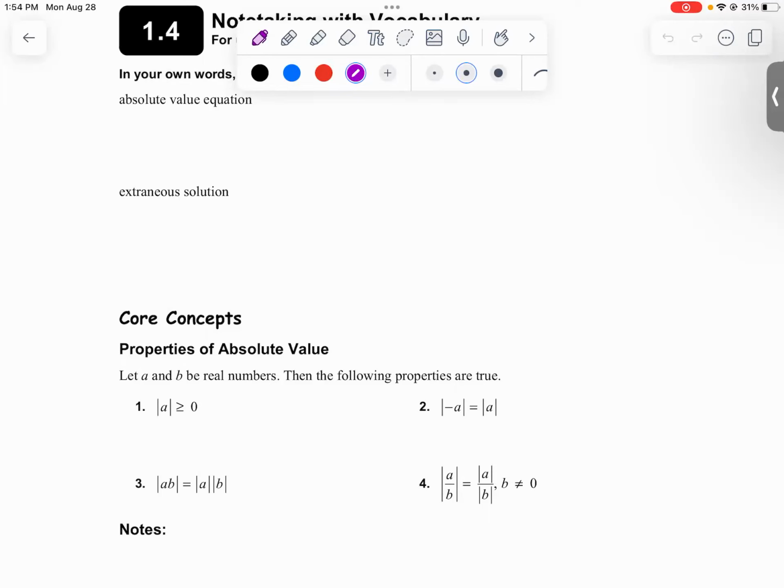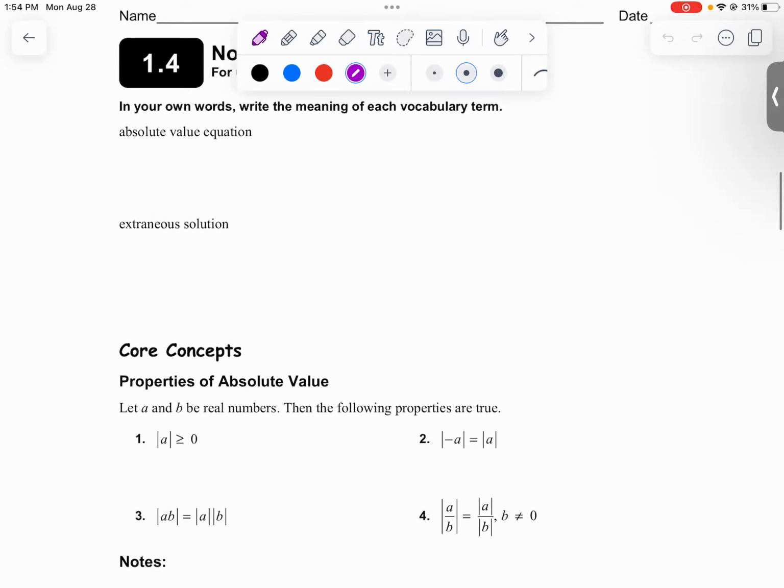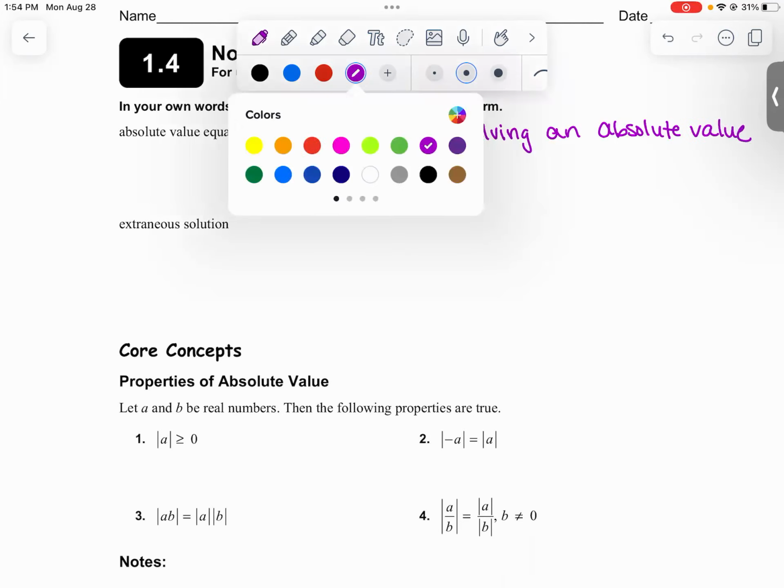I can't wait. All right, so we are gonna talk about absolute value equations. Guess what? An absolute value equation is an equation with, what do you think's in the equation? An equation involving an absolute value.